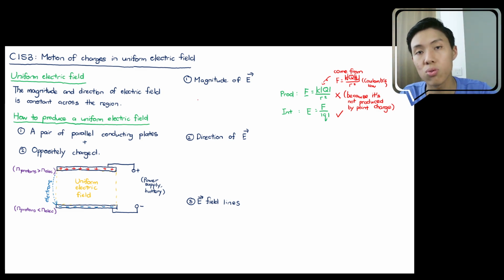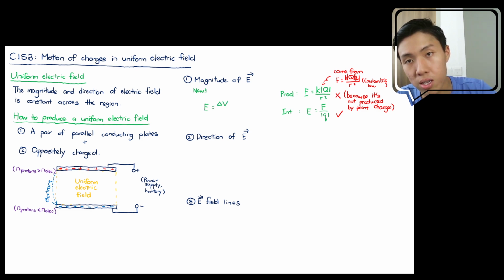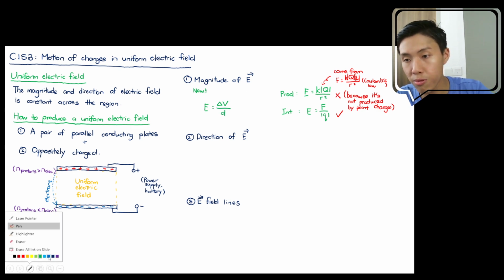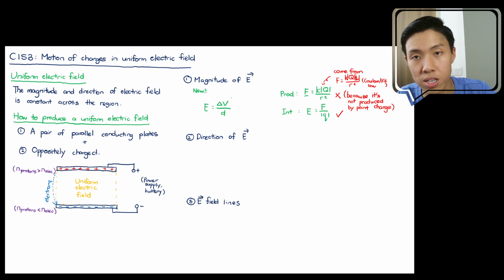So we need a new equation for us to study the magnitude of electric field. I'm not going to do a derivation; the derivation is a bit long for this one. But I'm going to let you know that there's a new equation for the electric field magnitude, which is E = ΔV/d. ΔV is something you might be familiar with. You've learned about it in the previous section. This is actually potential difference.